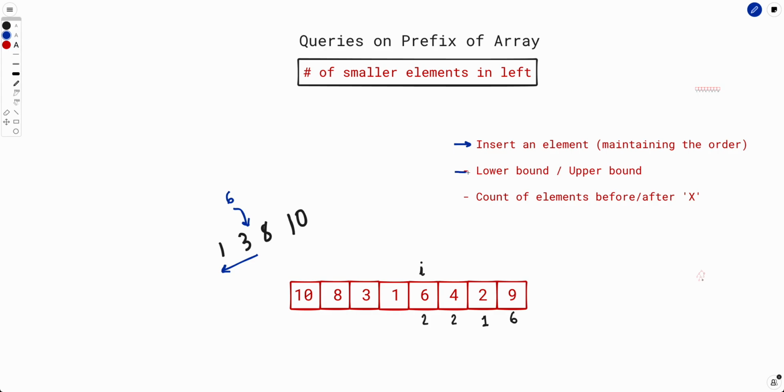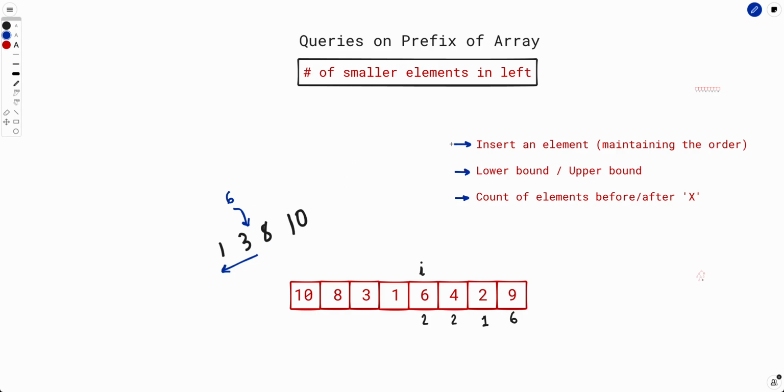Second, as we have discussed, that data structure should be able to perform lower bound and upper bound. And finally, that data structure should be able to count the number of elements which are before or after a particular index x, right? So these are the three things that your data structure needs to perform, and all of these should be in order log n, right? Otherwise, there would not be any point, and the order n square solution is something that you already have, right?